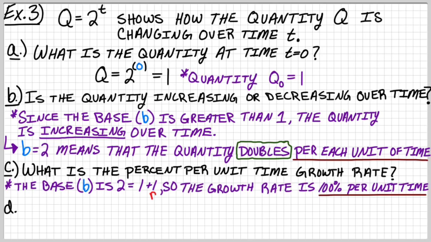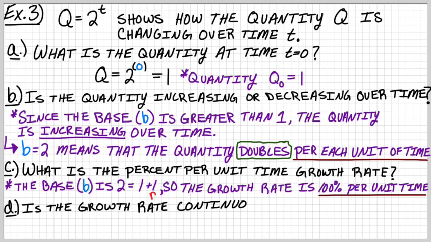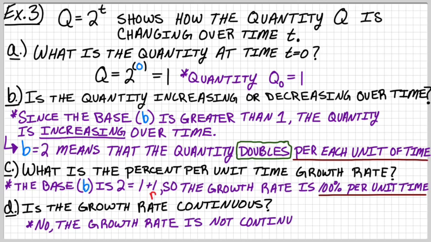And then the last question here, part D. Is the growth rate continuous? So Q equals 2 to the t, is that continuous? And you should be able to come up with the answer right away. That's no. So notice there's not any e's in this equation, so it's not continuous. To be continuous, we're looking for something that has a base of e raised to an exponent. So this is definitely not continuous.